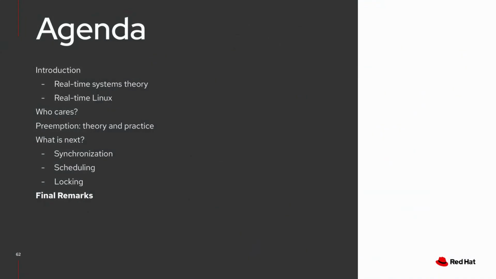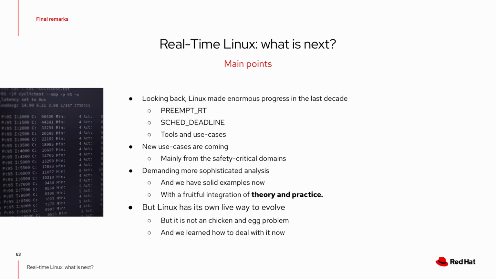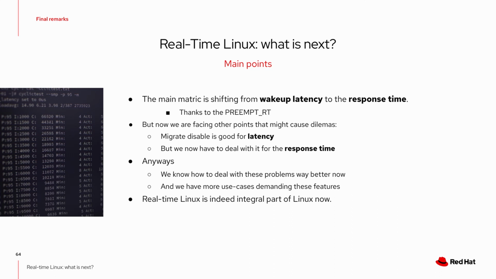But looking backwards, Linux had enormous progress in the last decade with PREEMPT_RT, with SCHED_DEADLINE, with testing in tools, and this is pushing us to have more and more use cases, and these use cases are requiring more sophisticated analysis. So to conclude, real-time Linux with PREEMPT_RT is not only an integral part of Linux now with the merging taking place, but also in the culture of scheduling development, right? And there are more challenges to come, mainly because now we can focus more on the response time as the main metric for real-time Linux.